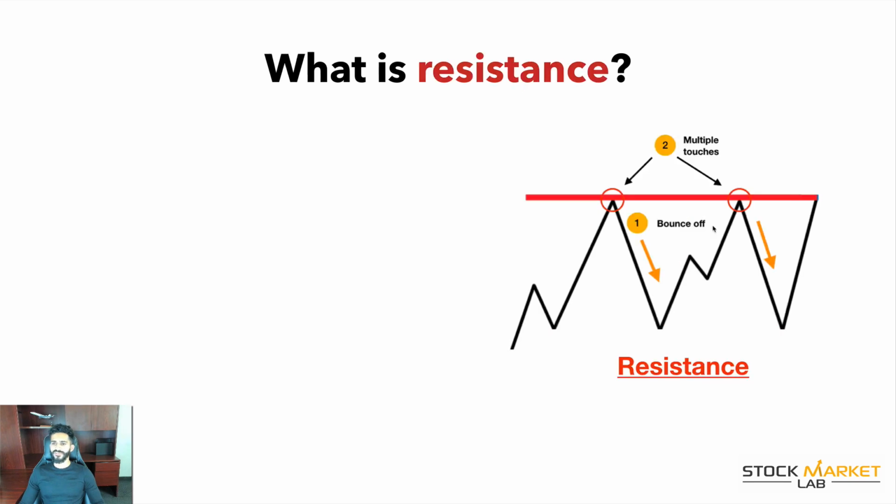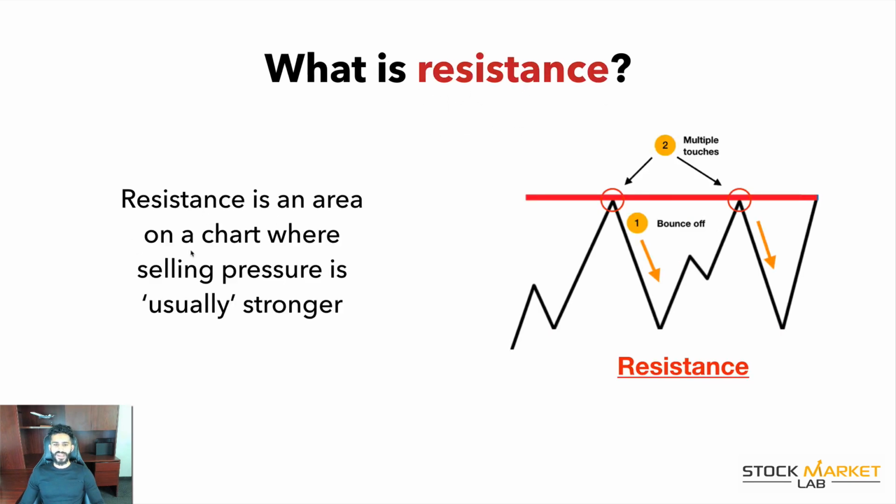Beyond support, we have something called resistance. Resistance is an area on a chart where selling pressure is usually stronger. So you can see the stock goes to this point. What happens? It gets rejected. A lot of selling pressure. It goes to this level. What happens? It gets rejected, known as selling pressure, which is called resistance. Once again, it gets to this level and it's looking like it's about to get rejected again.